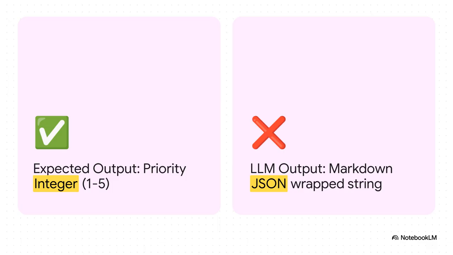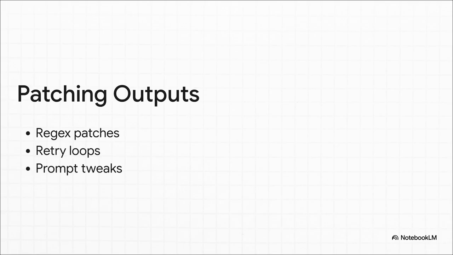Maybe just a simple priority integer between 1 and 5. But the messy reality is that the model might just drop a crucial field entirely, or invent a category out of thin air, or, my personal favorite, decide to wrap the entire JSON payload in markdown fences that completely choke your downstream parsers. So, how do teams usually handle this mess?